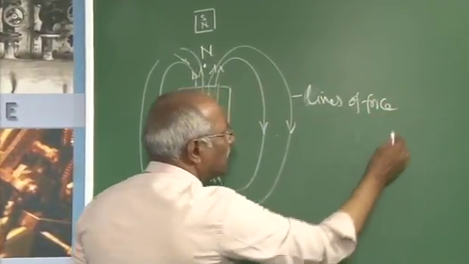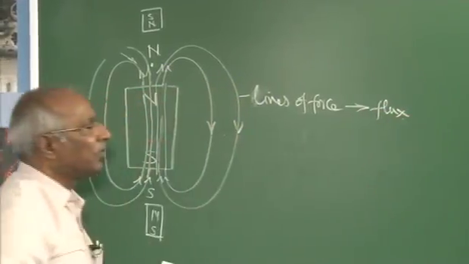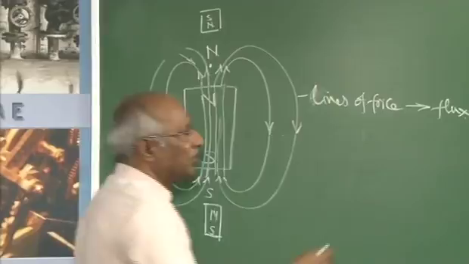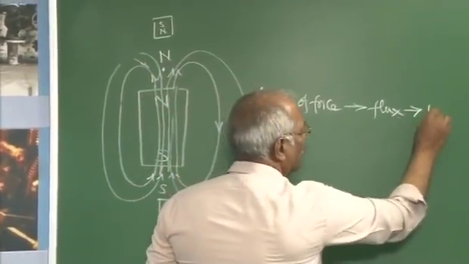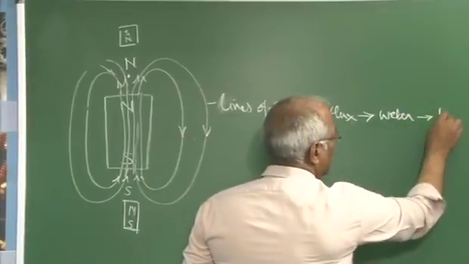The group of lines of force is called the flux, the unit being Weber, denoted by this.